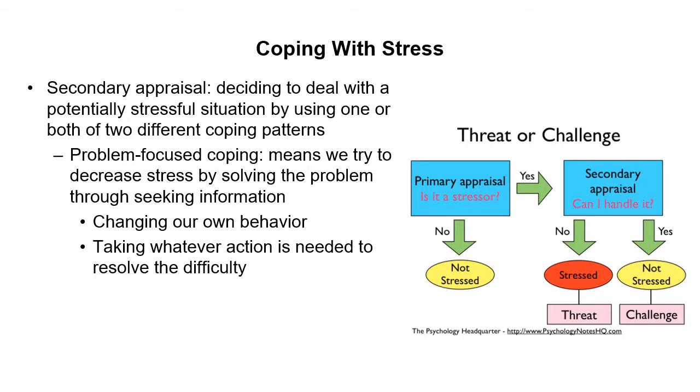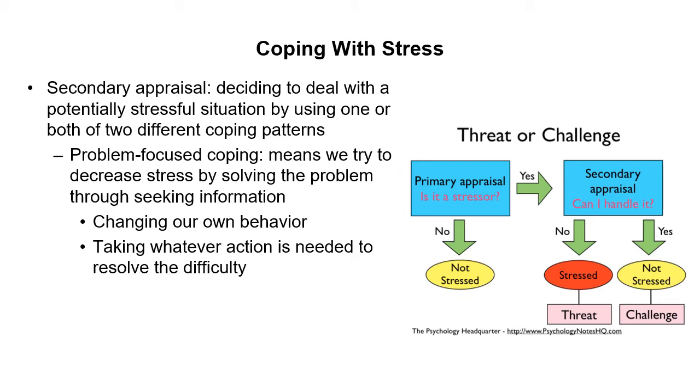I told you we'd come back to secondary appraisals. Let's look at those secondary appraisals now. So again, the primary appraisal is whether it's a stressor or not. The secondary appraisal is if it's a stressor, can you handle it or not? So what's going on here is we've got different types of coping to deal with these stressors once we've determined that something is a stressor.